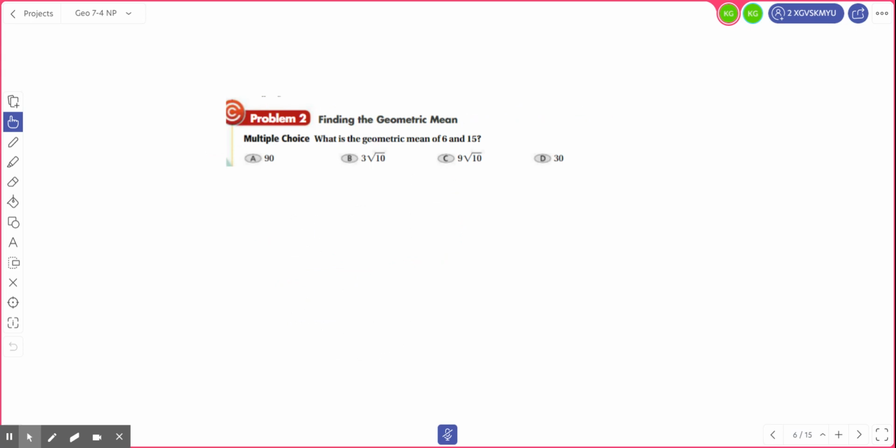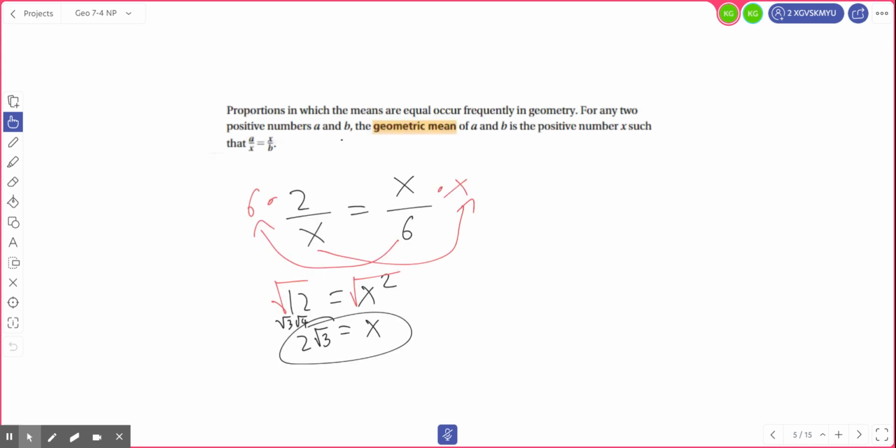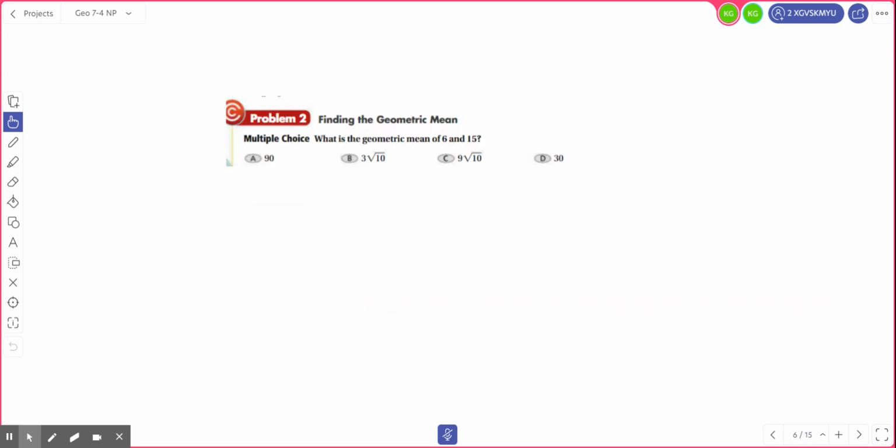There we go. All right. So now we have find the geometric mean, and you'll see some of our answers here in simplified radical form. So we'll need to be using that. What is the geometric mean of 6 and 15? Well, let's see. What was that formula? a over x equals x over b. And in this case, 6 and 15 are my a and b.